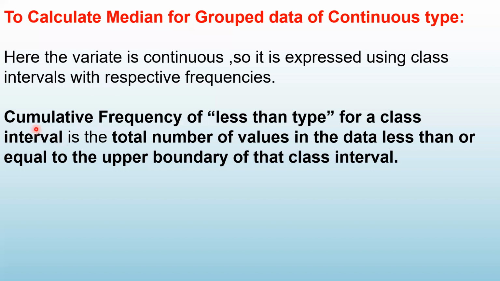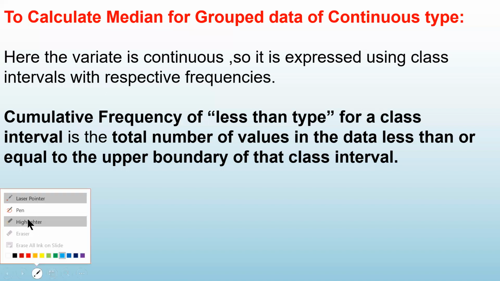Okay, so cumulative frequency of less than type for a class interval is the total number of values in the data which are less than or equal to the upper boundary of that class interval. यानी अगर आपको किसी क्लास इंटरवल का क्यूमुलेटिव फ्रीक्वेंसी निकालना है तो आप कैसे निकालेंगे? डेटा में कितने वैल्यूज हैं जो उस क्लास इंटरवल के अपर बाउंड्री से छोटे हैं या उसके बराबर. आई थिंक बराबर भी नहीं, या ओनली लेस, दैट विल वर्क एक्सेप्ट फॉर द लास्ट इंटरवल.